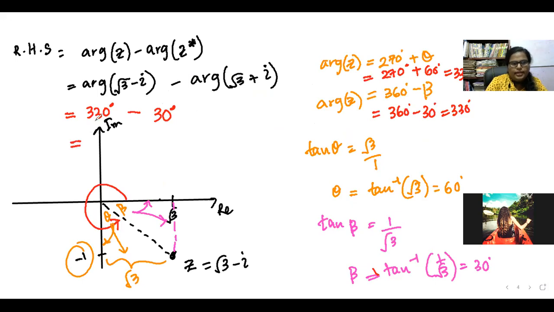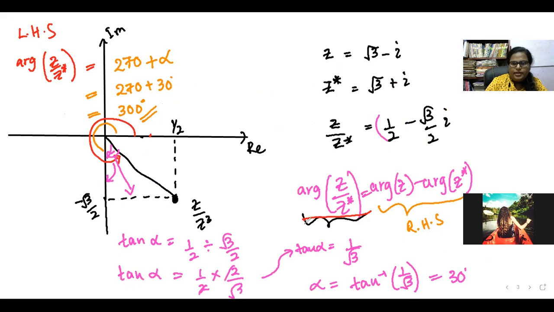So we can prove that 330 degrees minus 30 gives you 300 degrees. So we proved that the right hand side, that means this value, can be simplified as 300 degrees. Previously we have shown that the left hand side of this formula is also 300 degrees. So we can say that the right hand side is equal to the left hand side. So that means we have verified this result here, right?